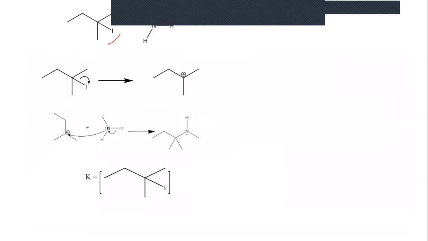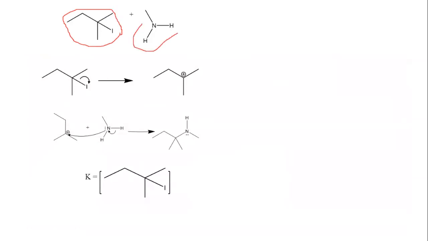So now we have an example here. In this example, we have a tertiary alkyl halide and methylamine. My apologies, methylamine. I know organic chemists are going to roast me if I don't get these things right. So methylamine and a tertiary alkyl halide.